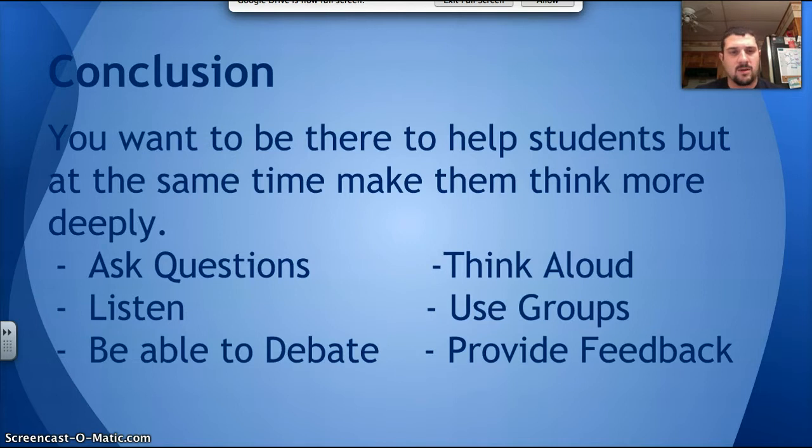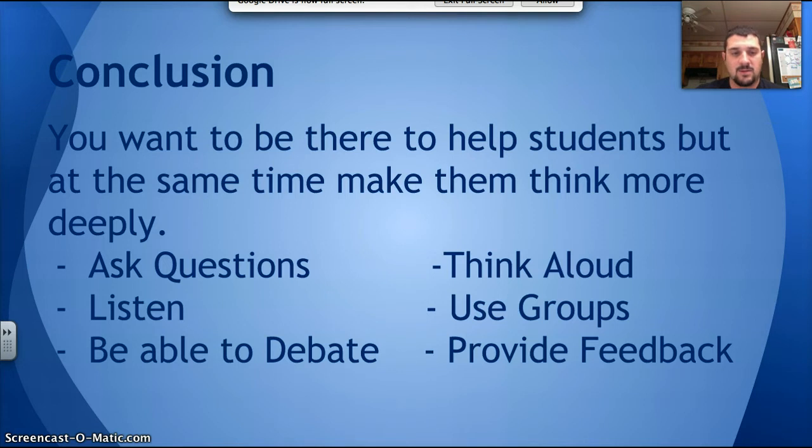When it comes down to the conclusion with the students, you simply want to be there to help students, but at the same time make them think more deeply. It goes as simple as asking questions, listening to what they're talking about, being able to debate over the subject, seeing what each person has in mind, and seeing the differences between those groups. Think aloud. Don't just sit there and think to yourself. Make sure everybody can hear and talk out loud, and that way you can discuss what you're feeling or thinking. Use groups. That way you have more than just one mind thinking over things.